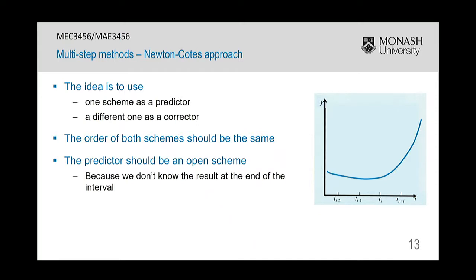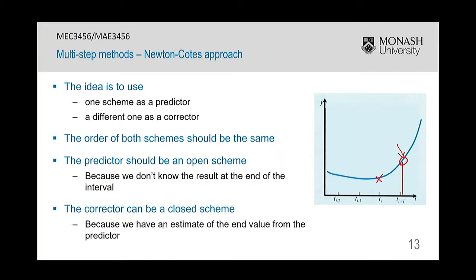Now, the predictor should be an open scheme, because we don't know what the result is at the end of the interval, and the end of the interval for us here is always going to be t_{i+1}. To begin with, we have a value at t_i, but we don't know what it is at the end. So we need to use some kind of open scheme that doesn't require the value at the end point. However, the corrector can be a closed scheme because we will have an estimate of the value at the end from the predictor step. So generally speaking, the predictor is open, the corrector is closed.